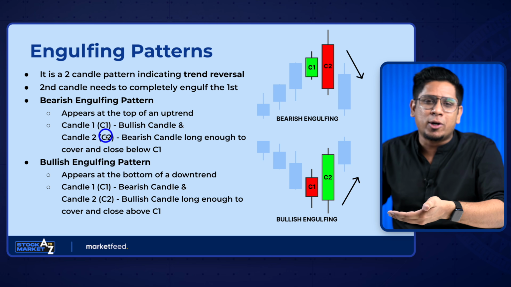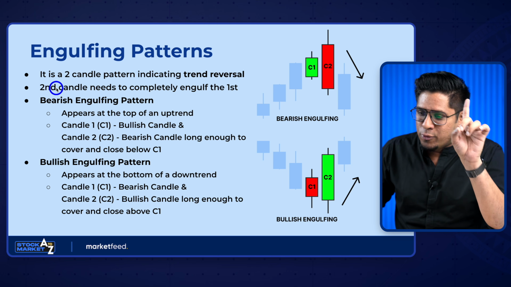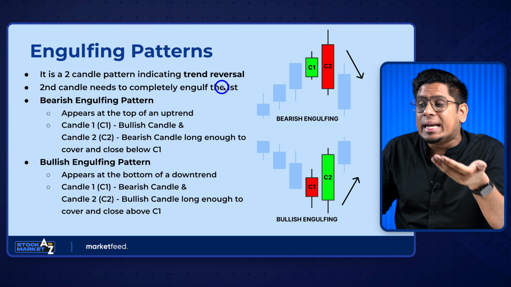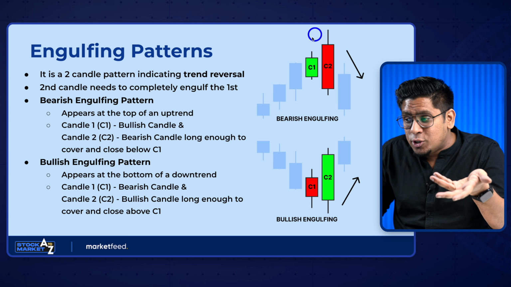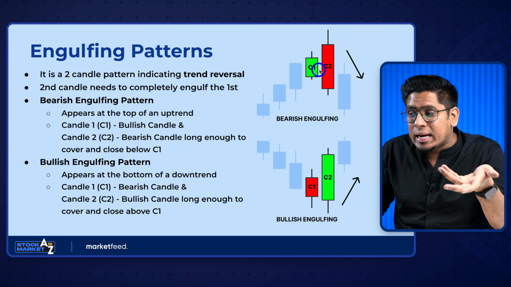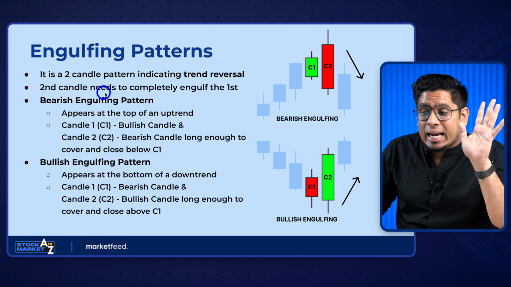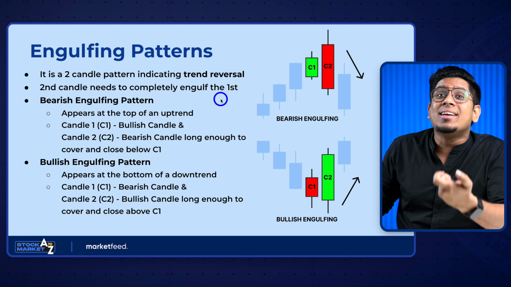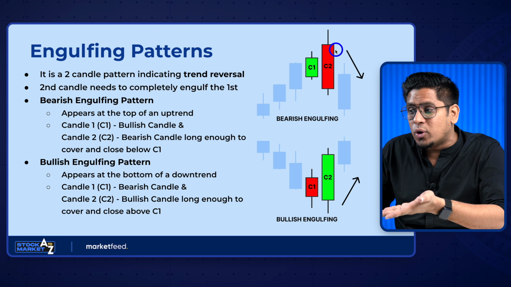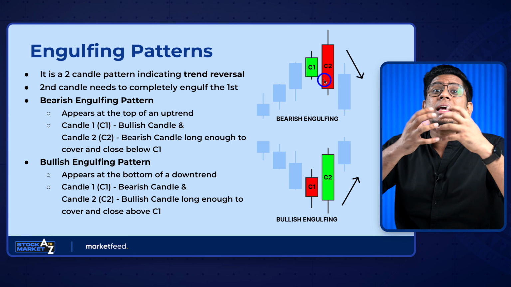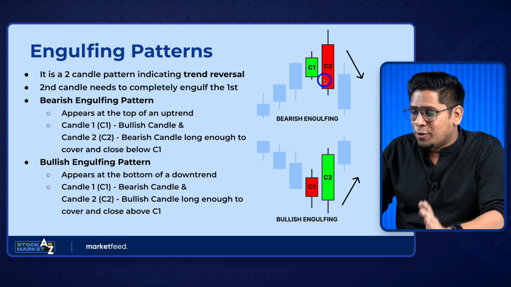Now let us read a bit of theory and you'll understand what I'm saying. First, an engulfing pattern is a two candle pattern indicating trend reversal. When two candles come together, that is when we can say it is an engulfing pattern. Second, the second candle needs to completely engulf the first. That's exactly what we saw here. The second candle of the two candle pattern is completely covering, or engulfing, the first candle.